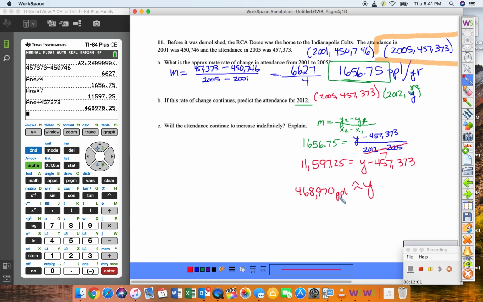We need a label in that one. So if the attendance kept going up by 1656.75 per year in the year 2012, based on those predictions, this is how many people there should be. So I use the slope formula to figure that out.